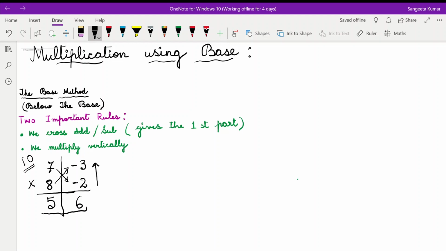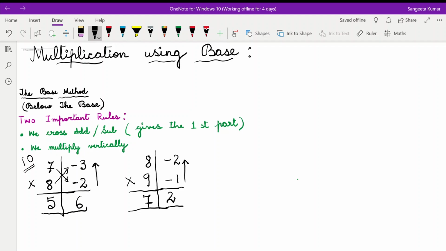One more example I am taking. Suppose we take 8 multiplied by 9. Again, we write the difference of 8 from 10, it is minus 2, and the difference of 9 is minus 1. We apply the first rule: 9 minus 2 or 8 minus 1, both will give us 7, which is the first part of our answer. And vertically we multiply the differences: minus 1 into minus 2 will give us plus 2. So 72 is our answer.